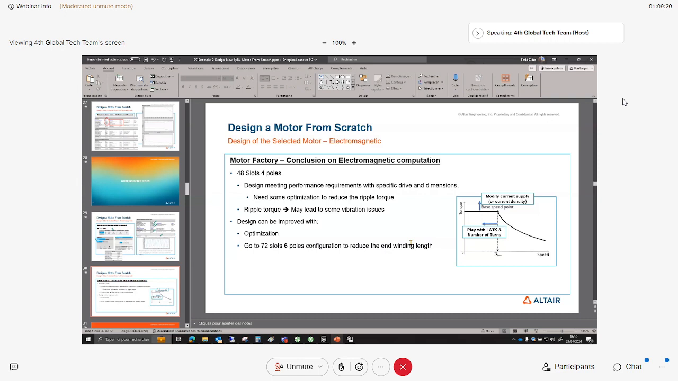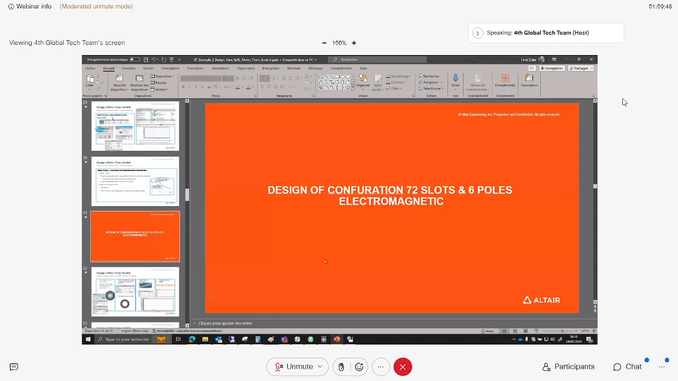So let's now test the other machine in order to reduce the end winding. We said that we have to increase the number of poles and then increase the number of slots to have a better distribution of the winding. And we said that we have a big diameter, so we have room to put more slots. So let's test this one.